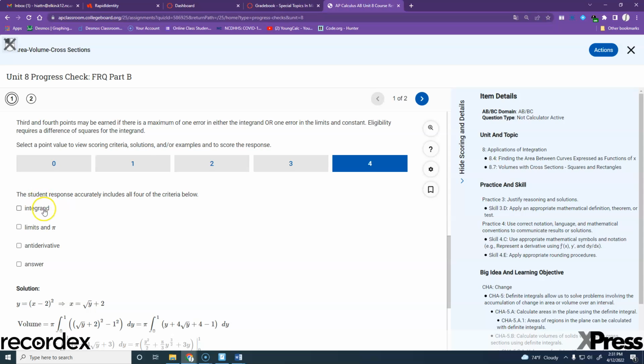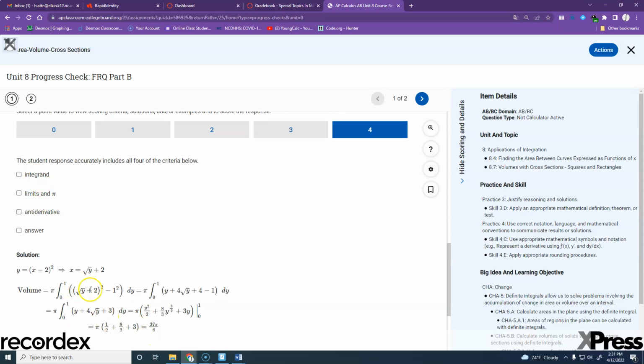It is out of 4. Point for the integrand. So if what they're integrating is correct, you get a point. So let me go back to who asked me the question about the integrating if they went from 1 to 2. All right. I think I'd give them 2 out of 4 if they integrated it correctly.